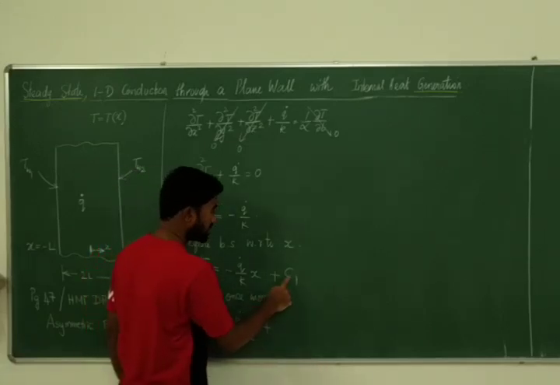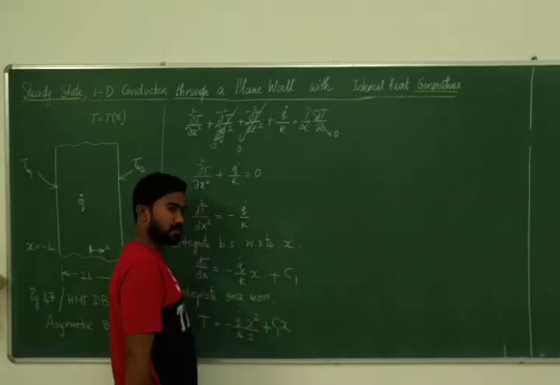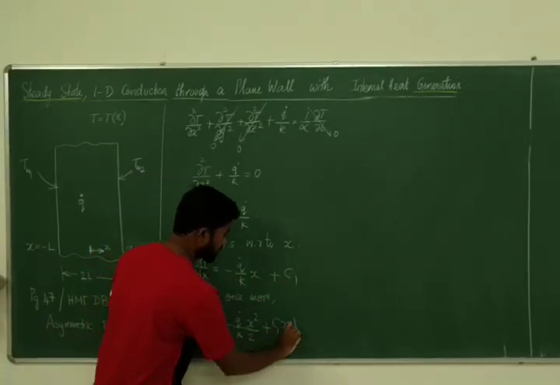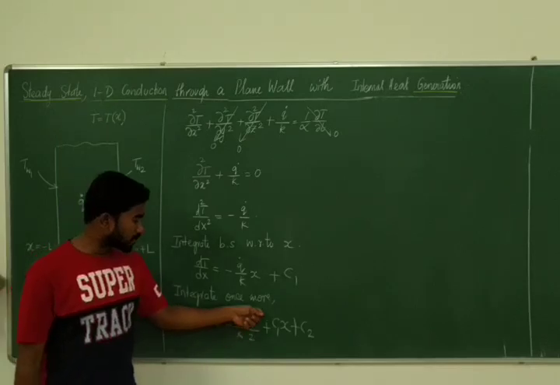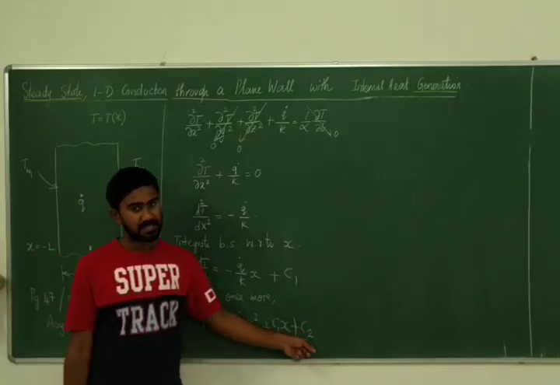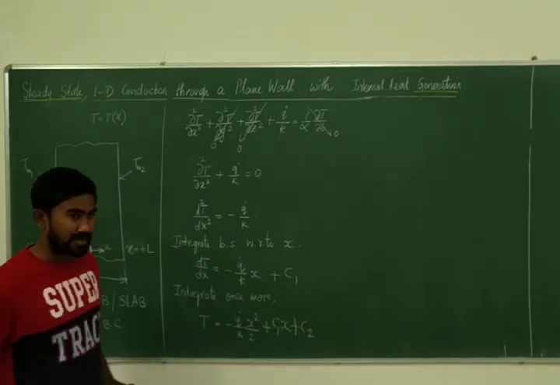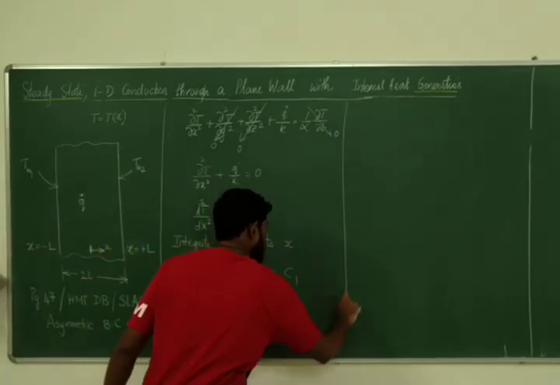Plus integral of c1 is c1 into x. Now for this integration you have another arbitrary constant c2. This is clear. So you see temperature is going like x square plus x plus c. Temperature distribution is clearly quadratic. It's a parabola, it's no longer a straight line.